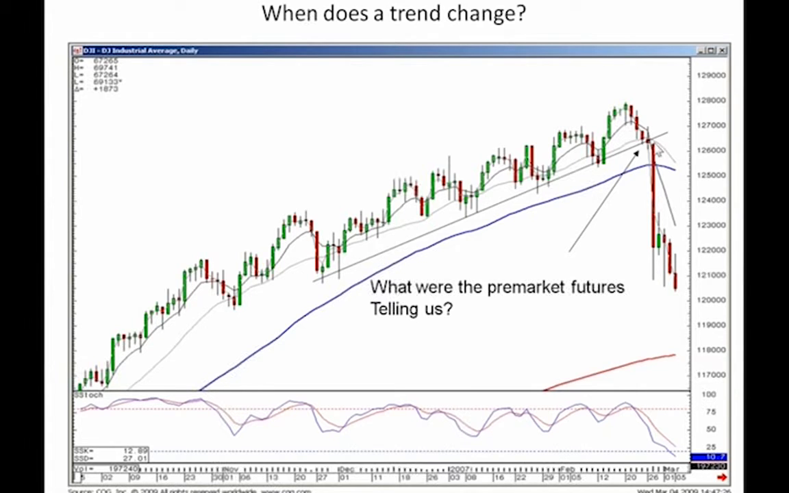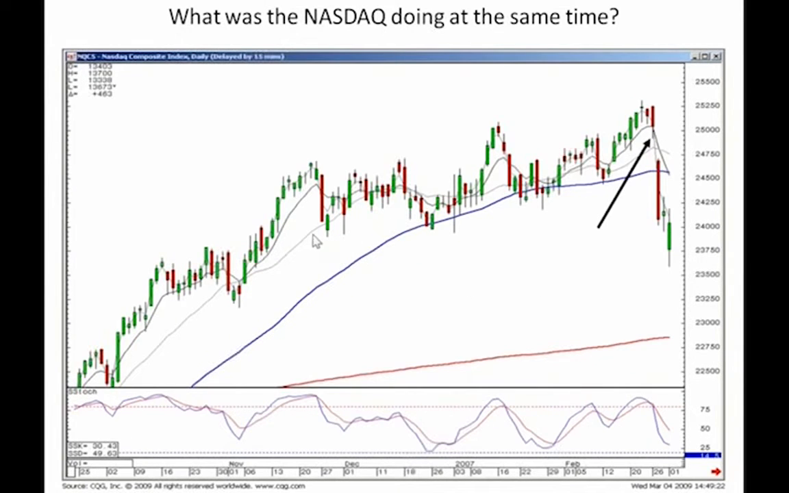Well, we wake up the next morning when it's sitting right here on the support level and the pre-market futures are showing that the Dow is going to open down 140 points. That gave us immediate inclination that we want to be closing out any long positions that are looking iffy and start going short.